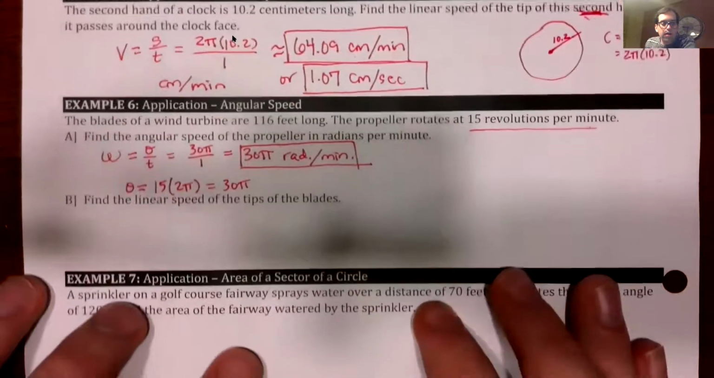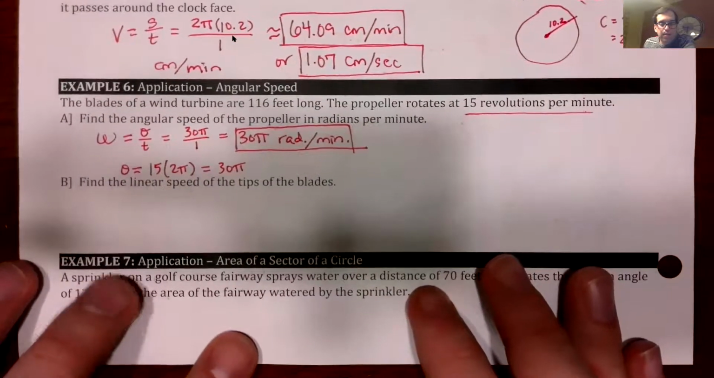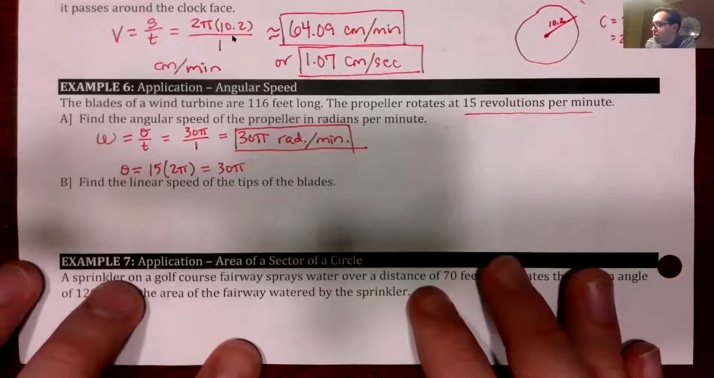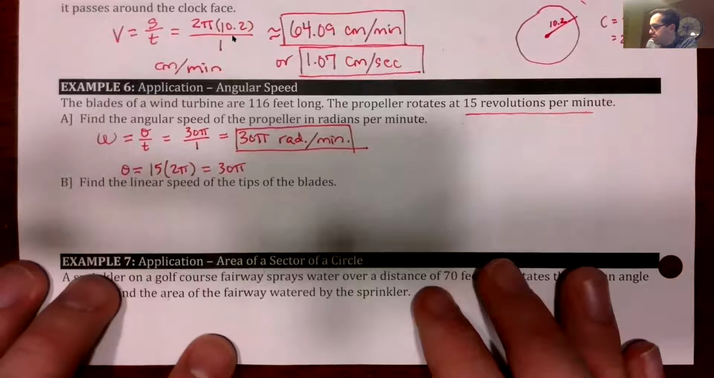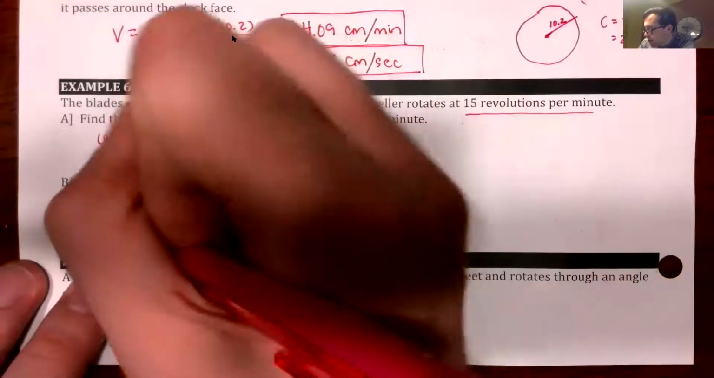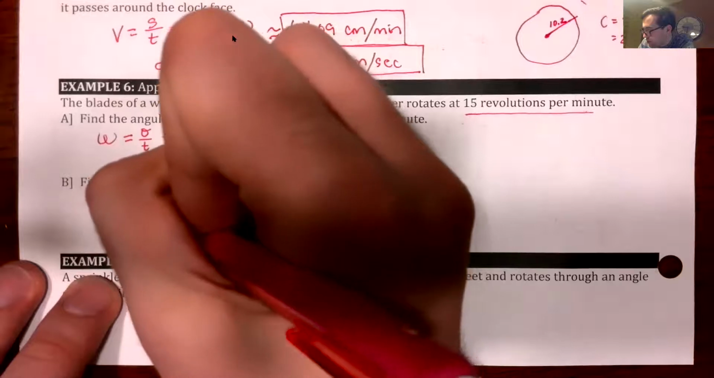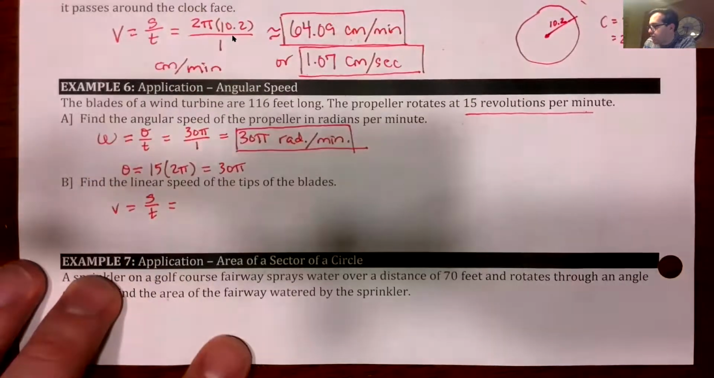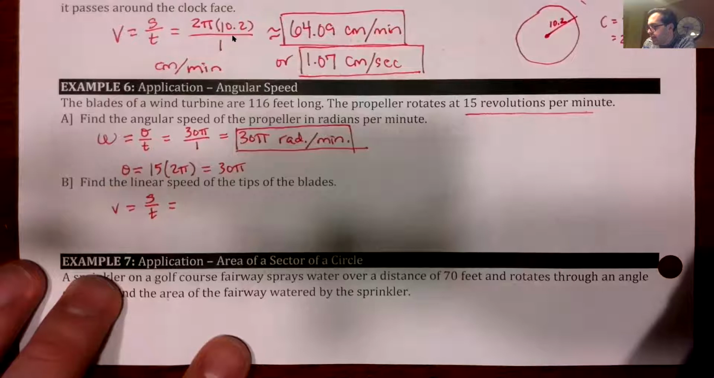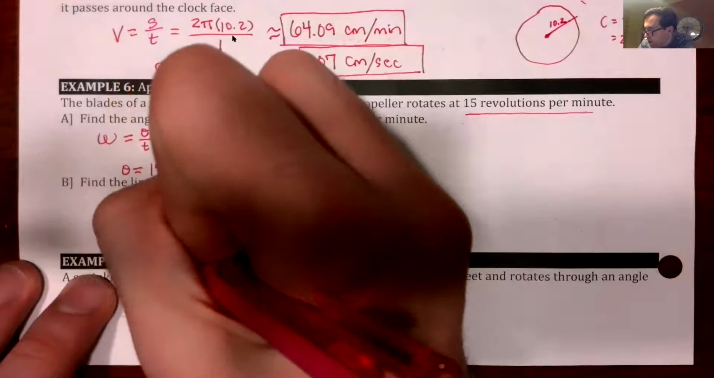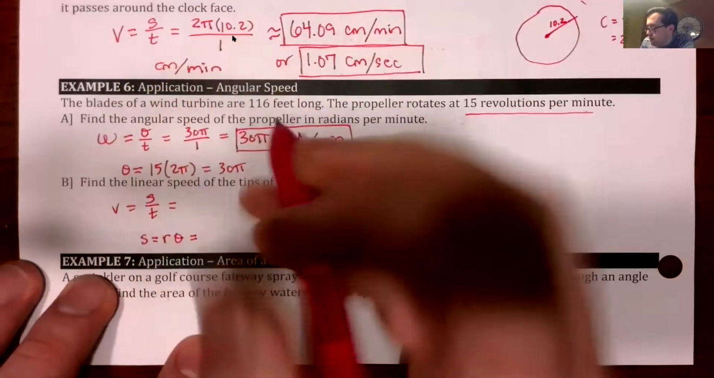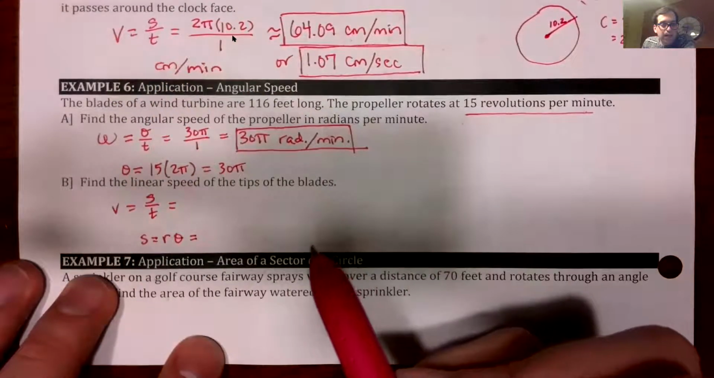There we go. All right, letter B, find the linear speed of the tips of the blades. So maybe we also want to know how fast is the tip of the blade actually moving? And we can figure that out. And so we're going to use the same formula that we did up in example 5. And so we need S and T. S is the arc length. So we know that we traveled 30 pi radians, but let's kind of backtrack for a second. S can also be represented as r times theta.